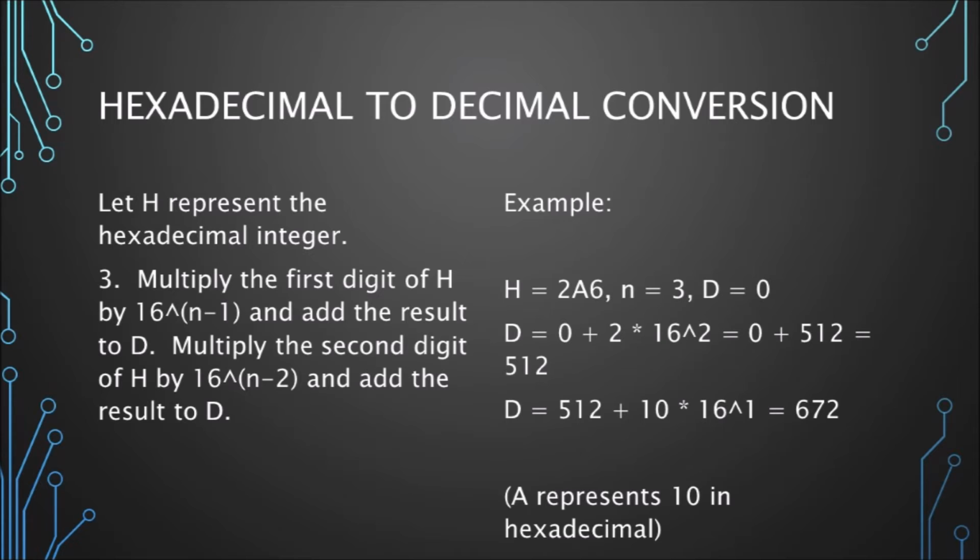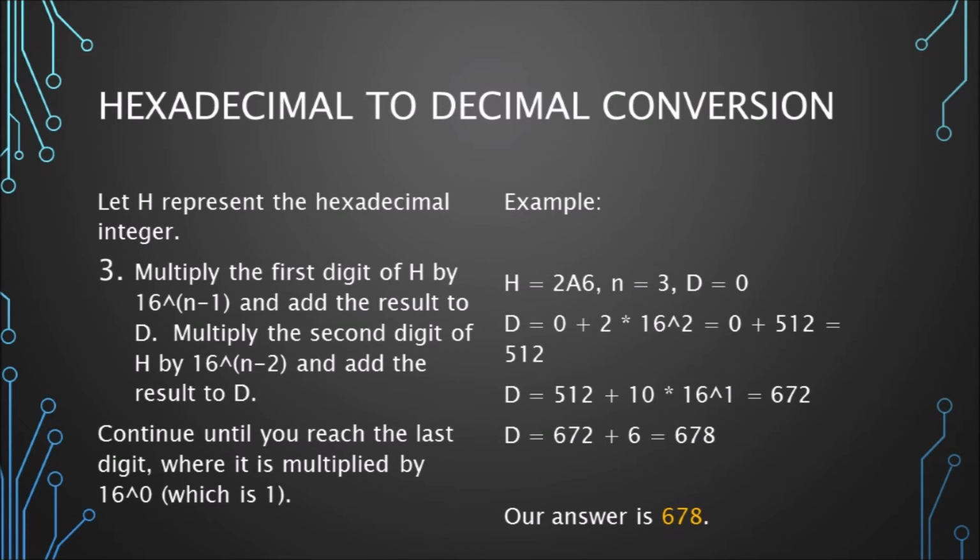Subtracting 1 from n, we have n equals 2. We'll multiply 10, which is represented by the letter A, by 16 to the first power. The result, 160, is added to D. Continuing on, decrease n to 1. Multiply our last digit, 6, by 16 to the 1 minus 1 power, which is essentially adding 6 to D. 6 times 16 to the 0 power. Decrease n to 0, and at this point we stop. We check the value of D, which is the result of 678.